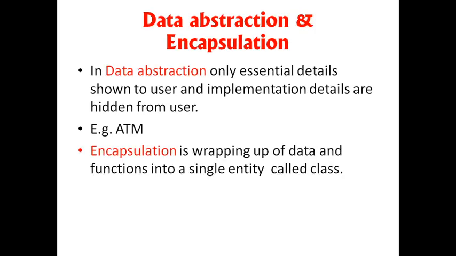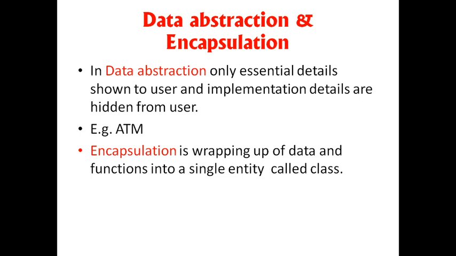Next point is data abstraction and encapsulation. Data abstraction means only essential details are shown to the user and implementation details are hidden from the user. An example is the ATM. When we go to the ATM and insert our card, it instructs us to put our PIN. We see only that GUI and those instructions, but we don't know the background details. That is called data abstraction. It shows us only essential details, not all the implementation details.